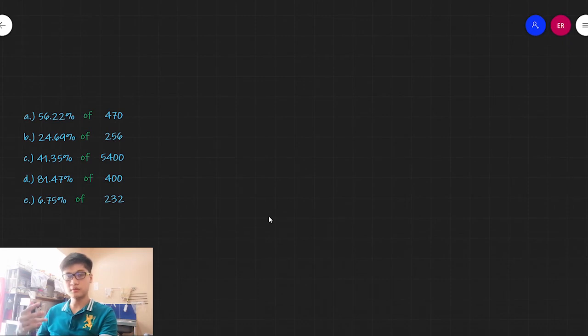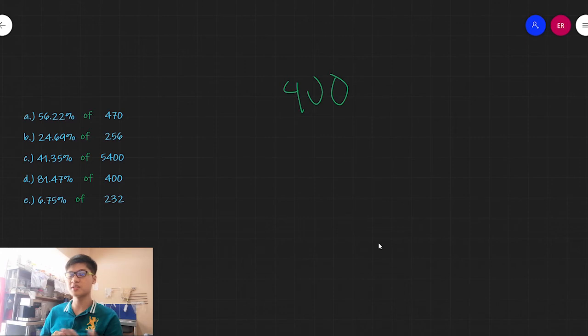All right, so we're just having our last two items solved. Our second to the last item, we have here 81.47% of 400. Okay, so with getting 81.47% of 400, we do not have to divide our solution into two parts. That is because getting this portion of 400 is just like getting 81.47% of 100. Now, what's the difference? The difference is just multiplying your answer by 4.